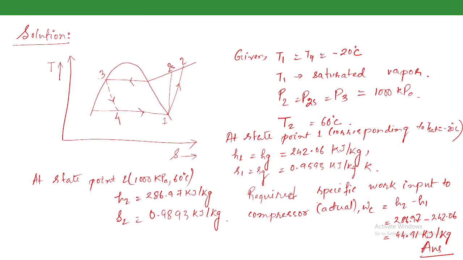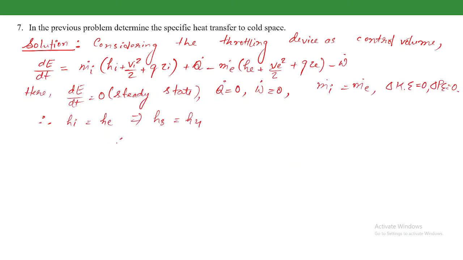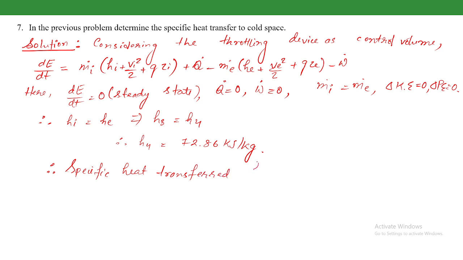Okay, hi is h3 and he is h4, so h3 is equal to h4. Therefore h4 is equal to 72.86 kilojoule per kg. Therefore the specific heat transferred from the cold space, that is, what heat the refrigeration system is taking from the space which is being cooled down.